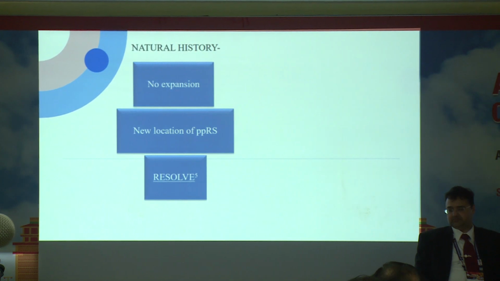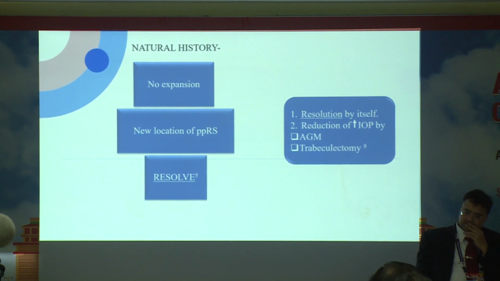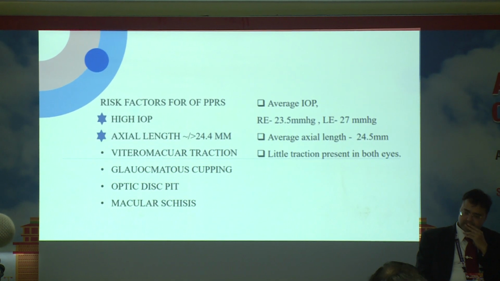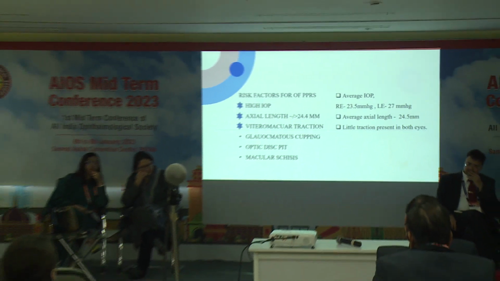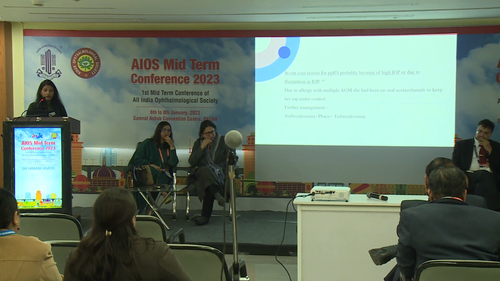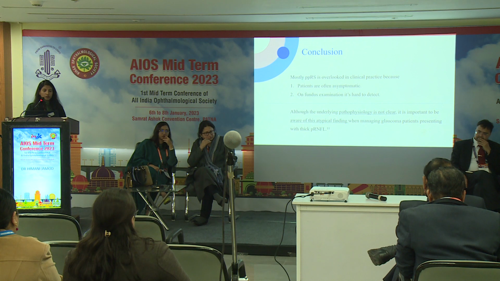Its natural history is that it either won't expand, or it will present in a new location, or it will resolve either by itself or by reducing high IOP. The risk factors in our case were high IOP, an average axial length of 24.5, and little traction. In our case, the reason for PPRS is probably high IOP. Mostly PPRS is overlooked in clinical practice because it is often asymptomatic and hard to detect on fundus examination. The pathophysiology is not clear and therefore we need to be aware of this atypical finding.